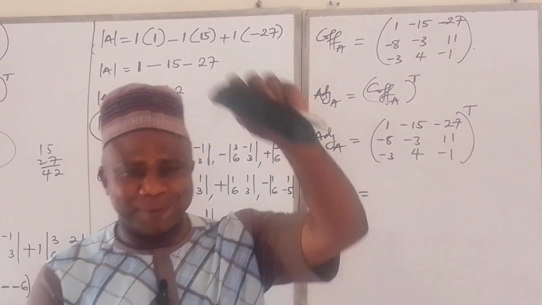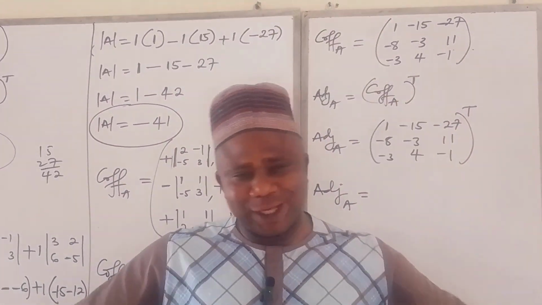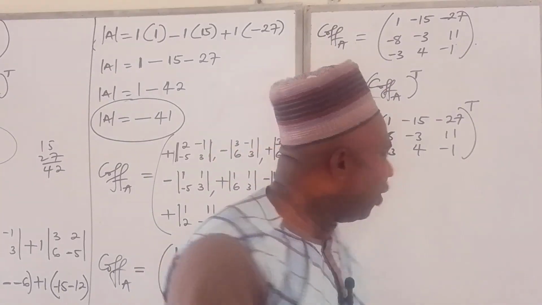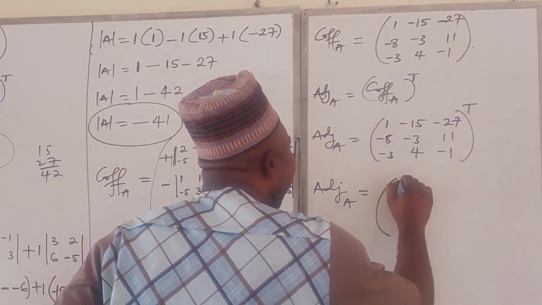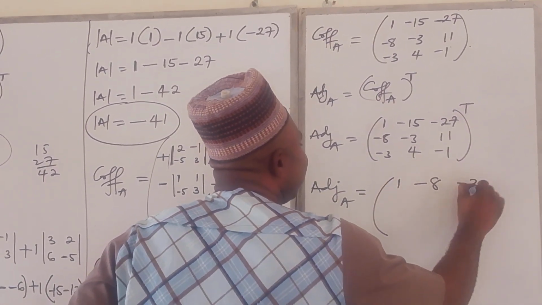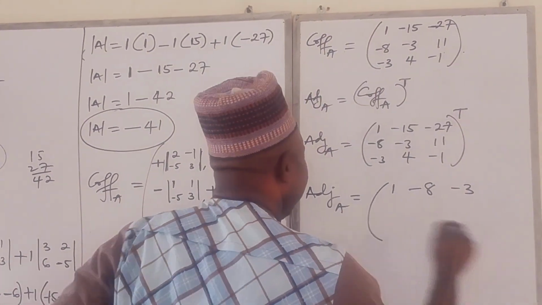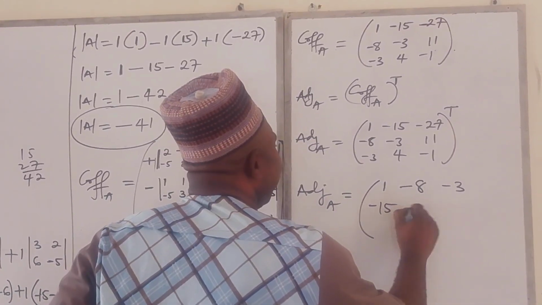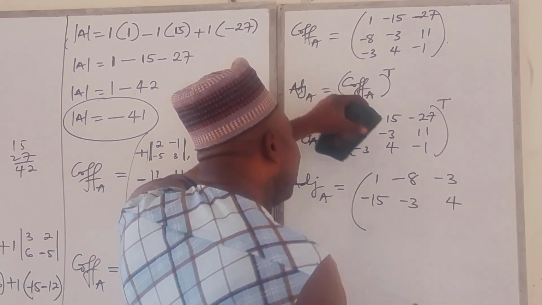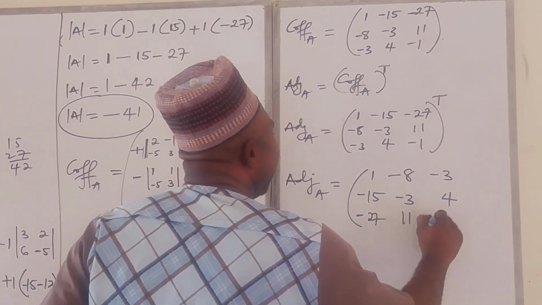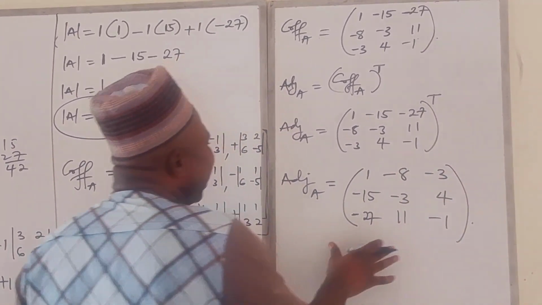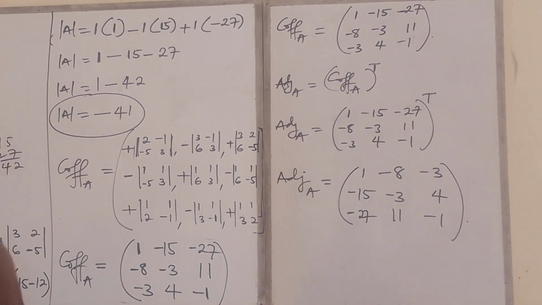Or you hold it this way, your left hand up, you turn it like this. So the first one, I'll hold it this way and turn it, so I have 1, minus 8 and minus 3. Now the second one, we have minus 15, minus 3 and 4. Then the third one, you have minus 27, 11 and minus 1. So this is the adjoint of the matrix.